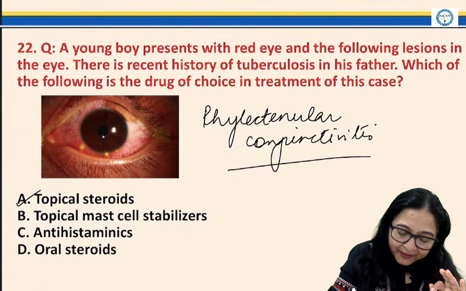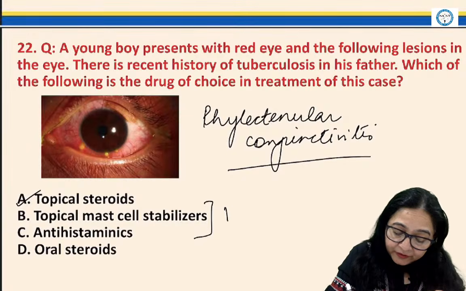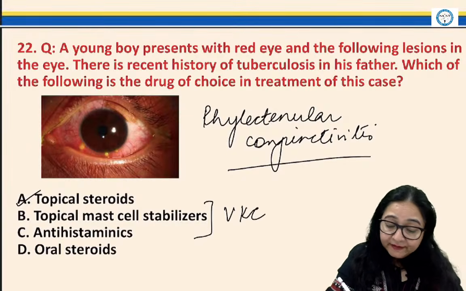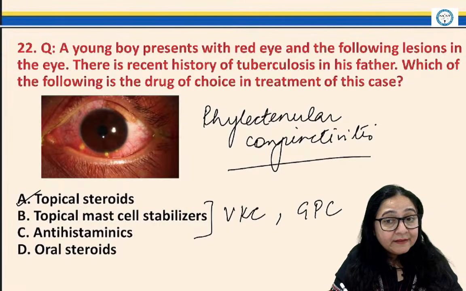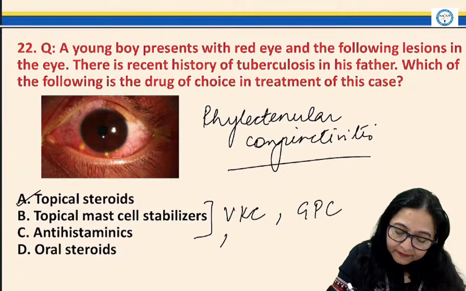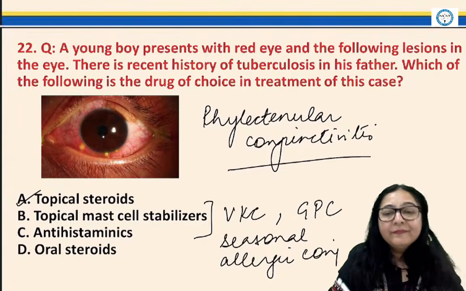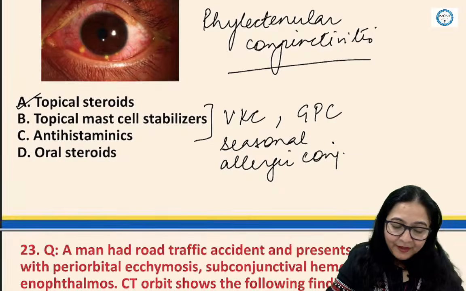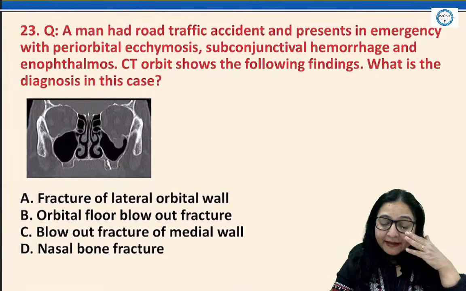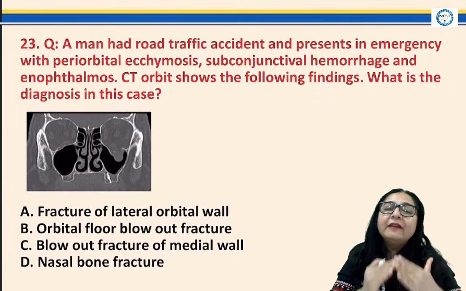Fine. So topical mast cell stabilizers and antihistaminics will be used in VKC, vernal keratoconjunctivitis. You can also use them in GPC, giant papillary conjunctivitis, or seasonal allergic conjunctivitis. Correct? Okay.